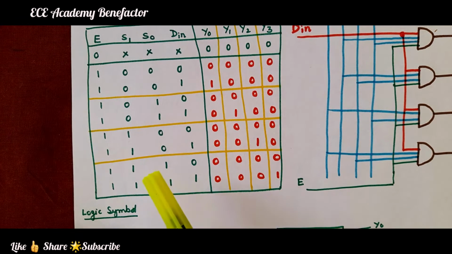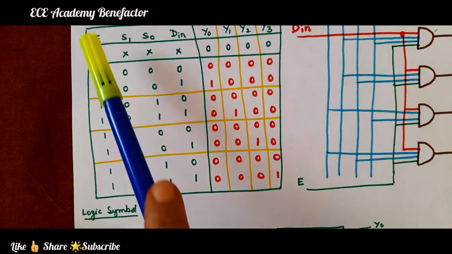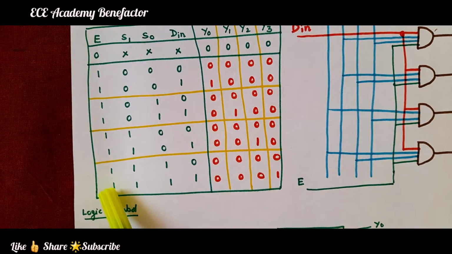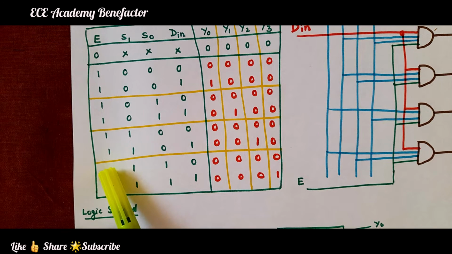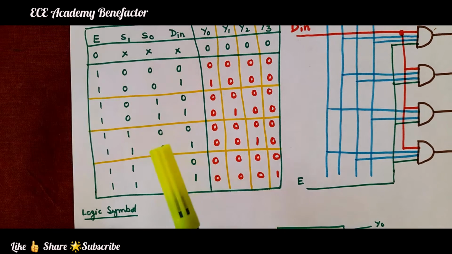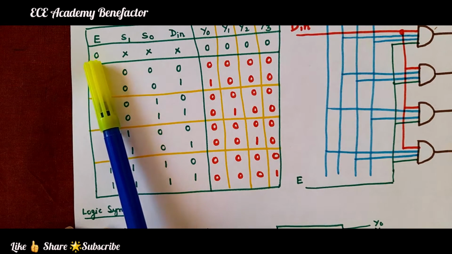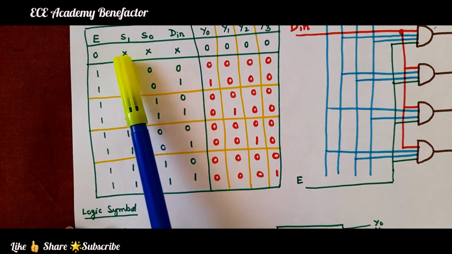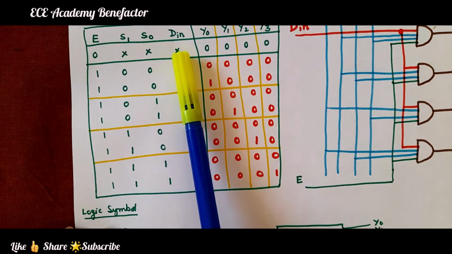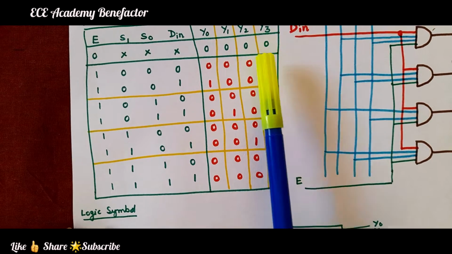To enable the demultiplexer we need one enable input. When the enable input is 1, the demultiplexer is going to work. If the enable input is 0, whatever is present in the selection lines or at the data input line, the output will be held to 0.